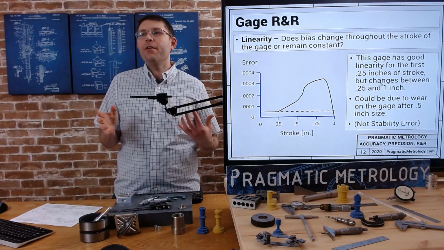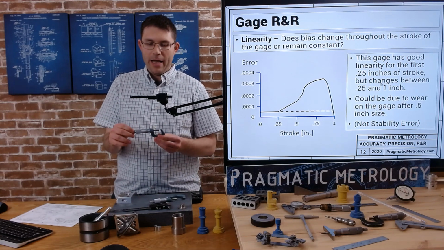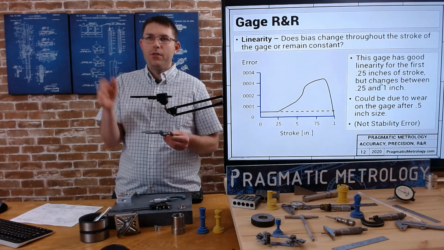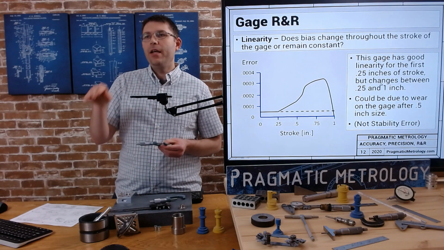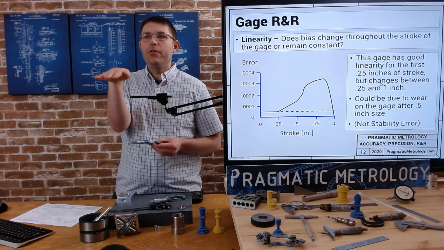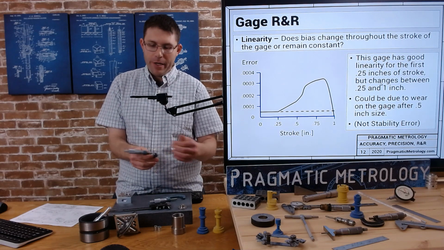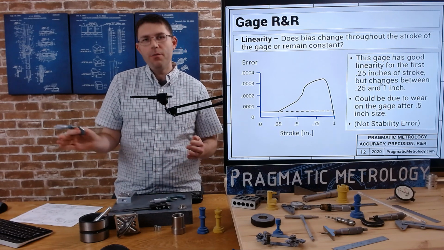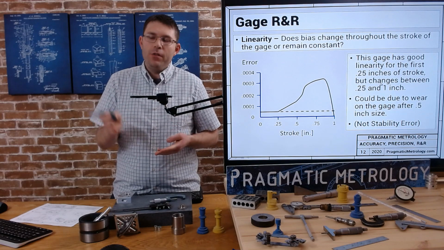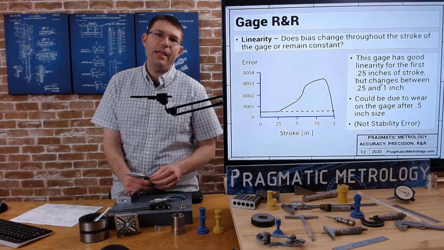Next one, linearity. A lot of people, when they're using a gauge, assume that whatever error exists, it's constant throughout. In this example, I have a graph, and the horizontal dotted line would represent a constant error, no matter where this gauge is in its stroke, whether it's close to zero, a quarter of the way, halfway, 3/4, or all the way open. You're assuming that the gauge error is constant, but that's not always the case.